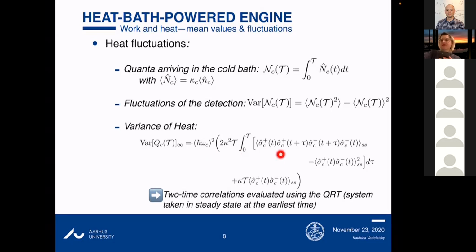And to arrive at this expression, where you can see that we also have the 2-time correlation functions involved, we had to rely on Glauber's detection theory. So we really did need that model of the cold bath as a heat detector. That was an interesting result for us, because we're talking of heat, but using very much tools from quantum optics to derive that thermodynamic property.